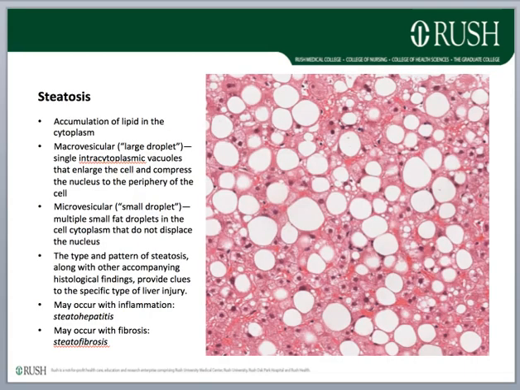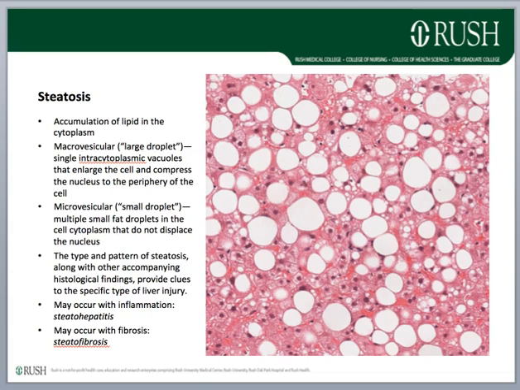Another pattern of injury is steatosis, and this is the accumulation of lipid in the cytoplasm. This can take two forms, either called macrovesicular or large droplet, in which there's a single intracytoplasmic vacuole that enlarges the cell and compresses the nucleus to the periphery of the cell, or microvesicular or small droplet, in which there's multiple small fat droplets in the cytoplasm that do not displace the nucleus. Now this particular image shows a mixture of large and small droplet steatosis.